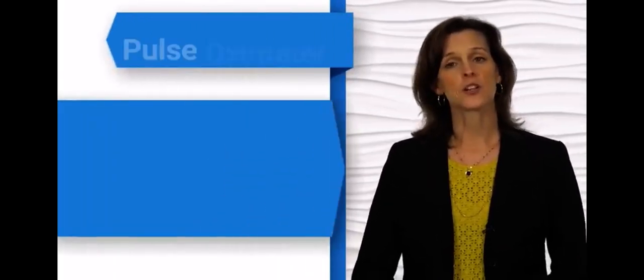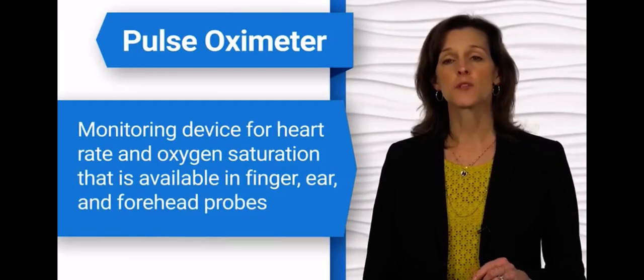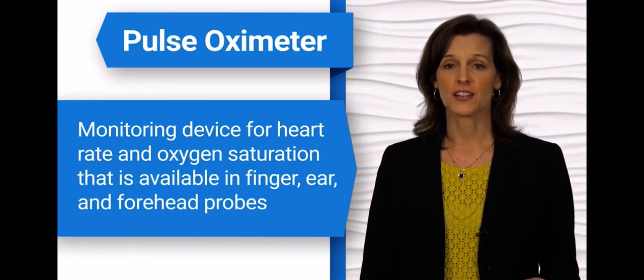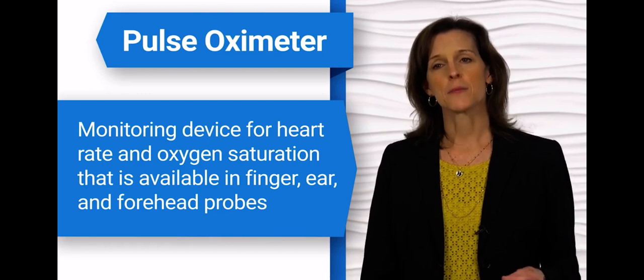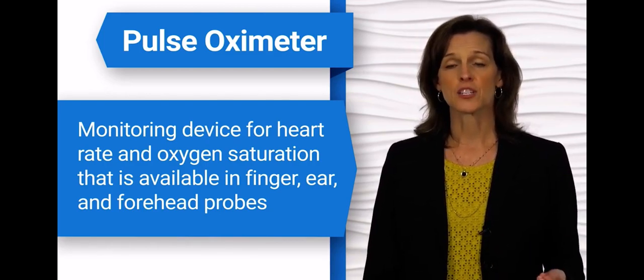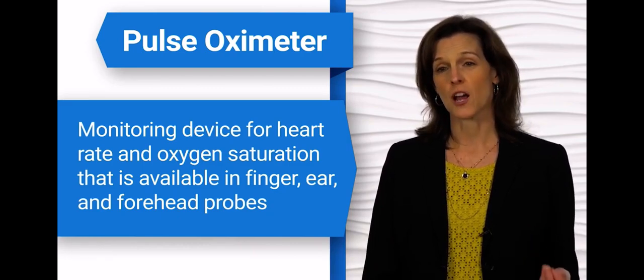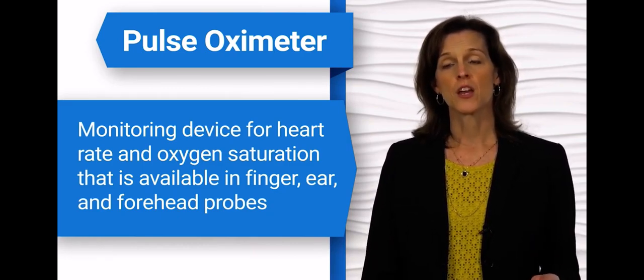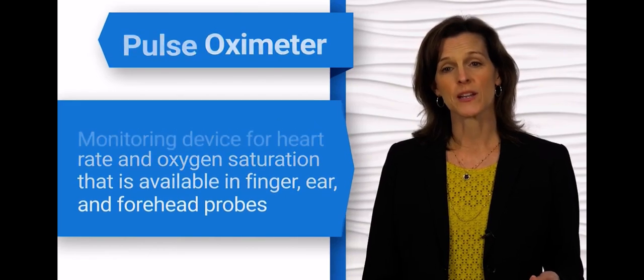The pulse oximeter is a monitoring device that will give you information about heart rate and oxygen saturation. Most of the time you'll see finger probes, but there are ear and forehead probes available if your patient for some reason has poor circulation and you're not getting a good reading with the finger probe. You do need to ensure there's an accurate reading. For instance, if a patient has nail polish on, they have poor circulation or skin pigmentation, that can affect the reading. So you might want to remove the nail polish or use a different probe.